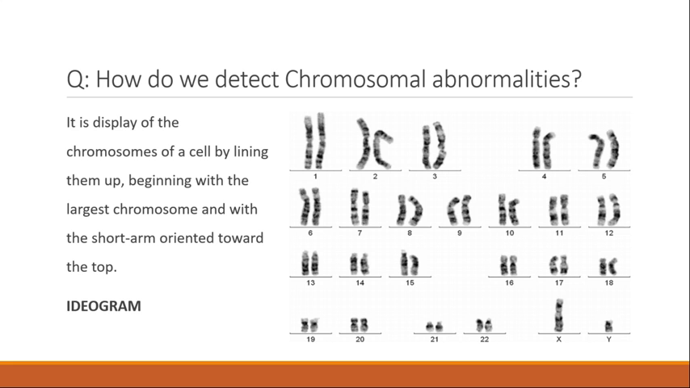The term karyotype refers to this display of the chromosomes of the cells by lining them up, beginning with the largest chromosomes and with the short arm oriented towards the top. We generally put P above the hypothetical line where we place the centromeres. In humans, there are 7 groups of autosomes, A to G, which are recognized. The sex chromosomes are placed together at the end of the karyotype. Here you can see X and Y located almost at the bottom of the karyotype.